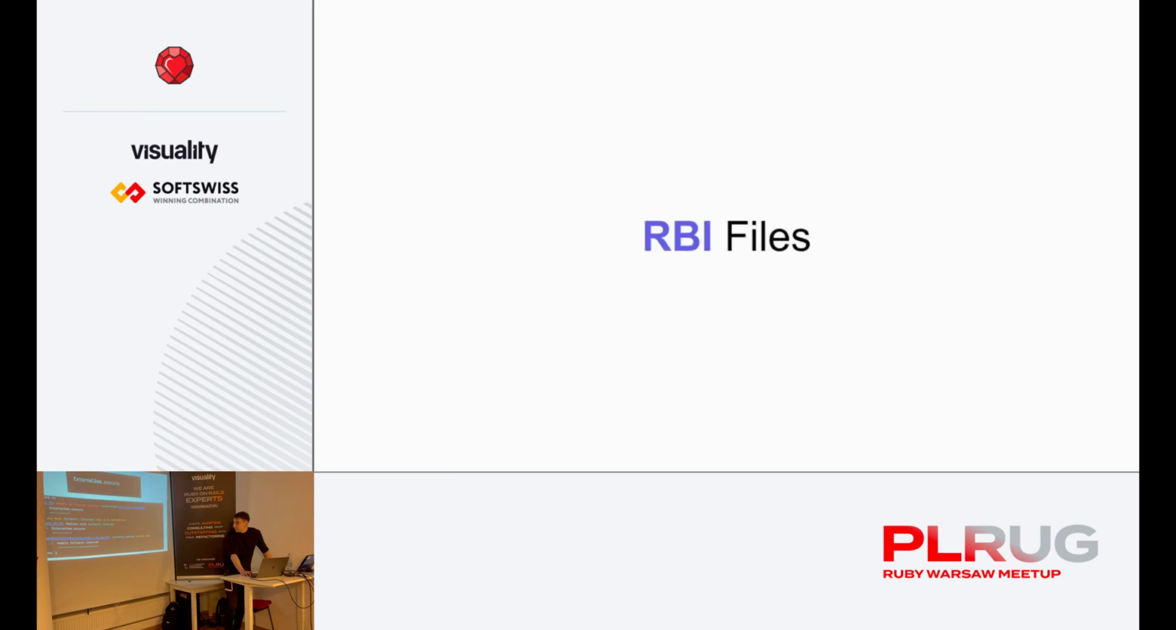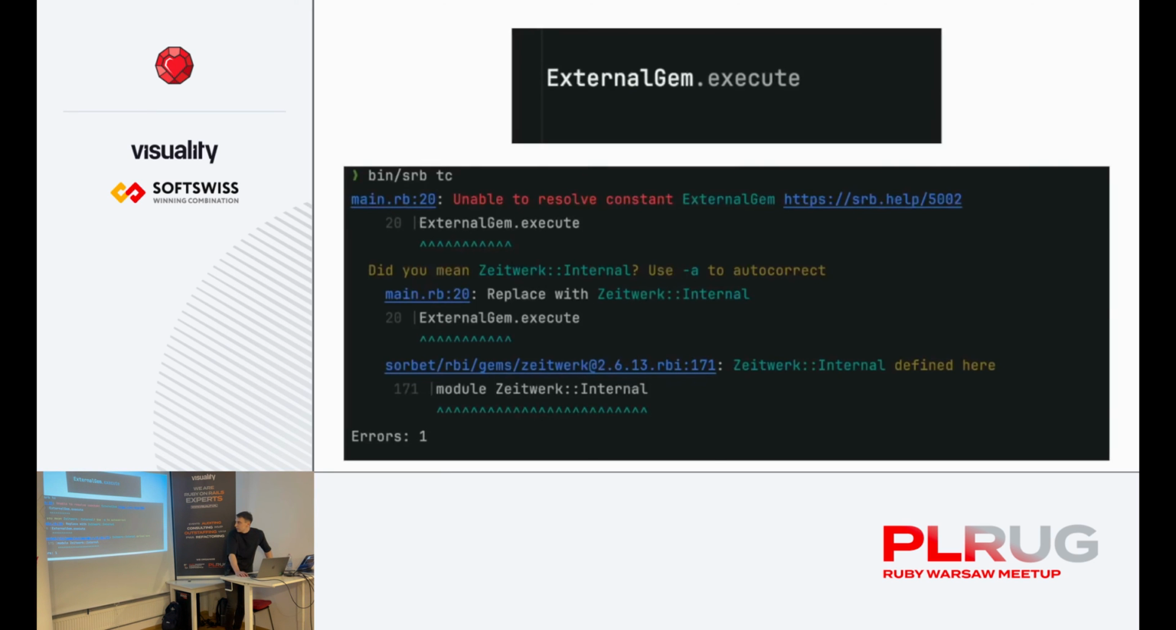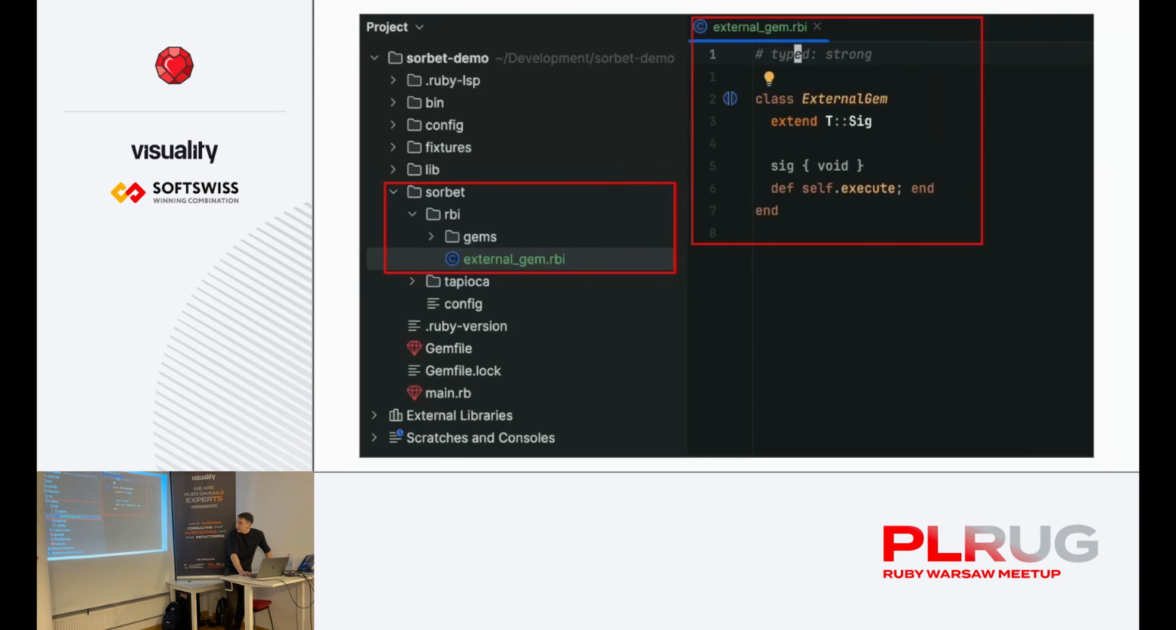And in order to solve that, this is an example where we have an external gem and we call execute. First of all, Sorbet is unable to resolve that constant. Yeah, it provides some suggestions. To solve that, if we look back at the files that the tool generated, initially there is an RBI directory, and inside the directory we can provide type signatures for source code we don't control. For example, if you have some metaprogramming magic and some constants are generated at runtime, you just write signatures for them manually, and that's it.